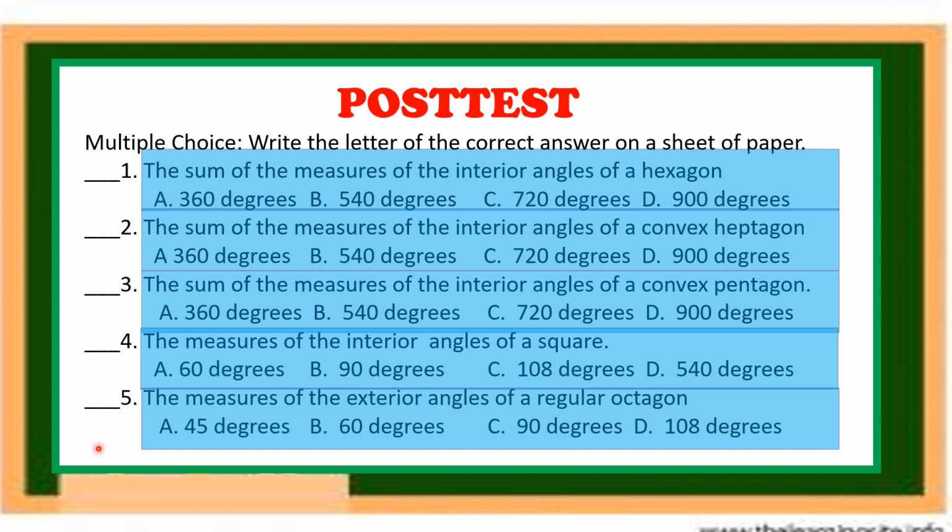Number 5, the measures of the exterior angles of a regular octagon. Letter A, 45 degrees. Letter B, 60 degrees. Letter C, 90 degrees. Letter D, 108 degrees.